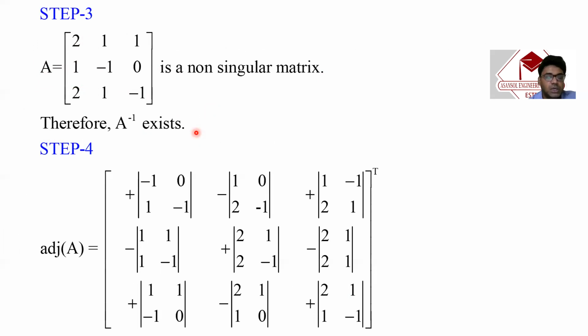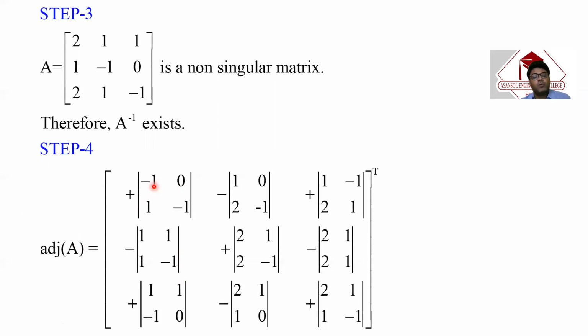First step, I repeat once again, is all about the representation in matrix form. What is A, what is X, what is B, you write. And step 2, find the determinant value. Step 3, conclude about the matrix, singular or non-singular. If non-singular, write down A inverse exists like this. In step 4, we want to find the adjoint. So already you know the formula.